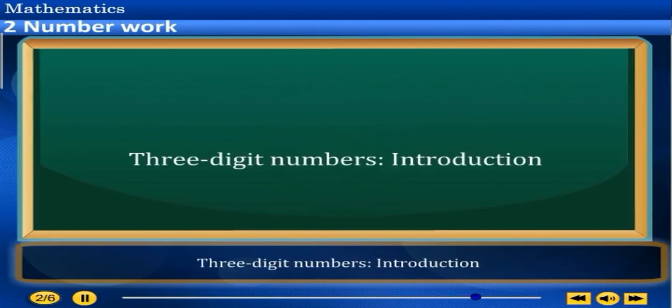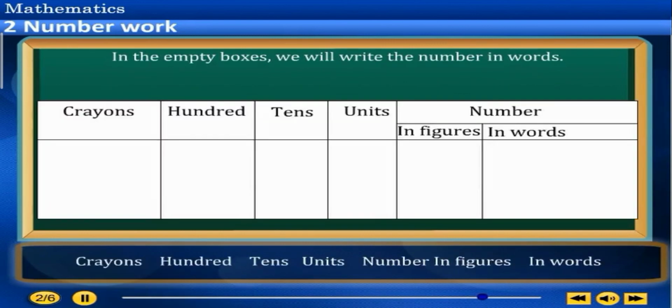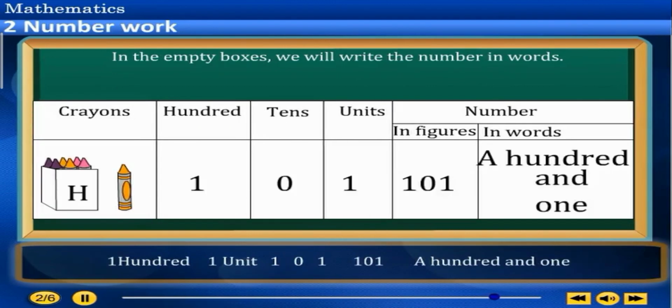Three-digit numbers. Introduction. In the empty boxes, we will write the number in words. Crayons, hundred, tens, units, number in figures, in words. 101: units 1, 0, 1, 101.